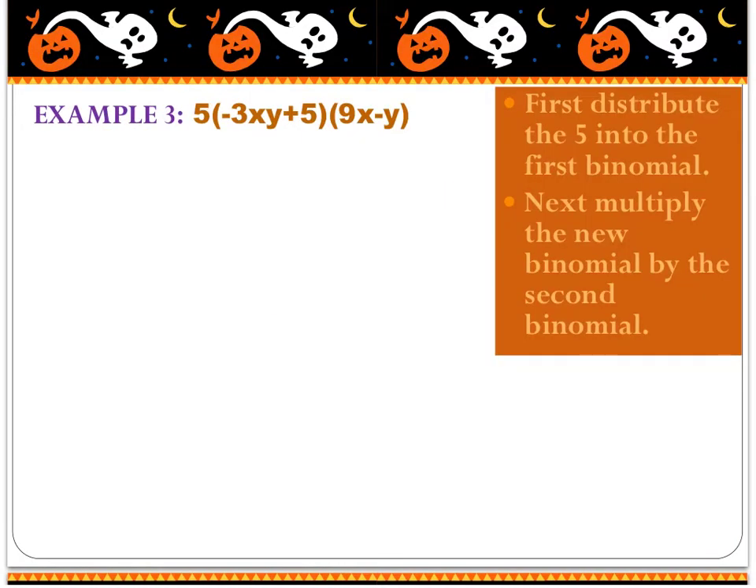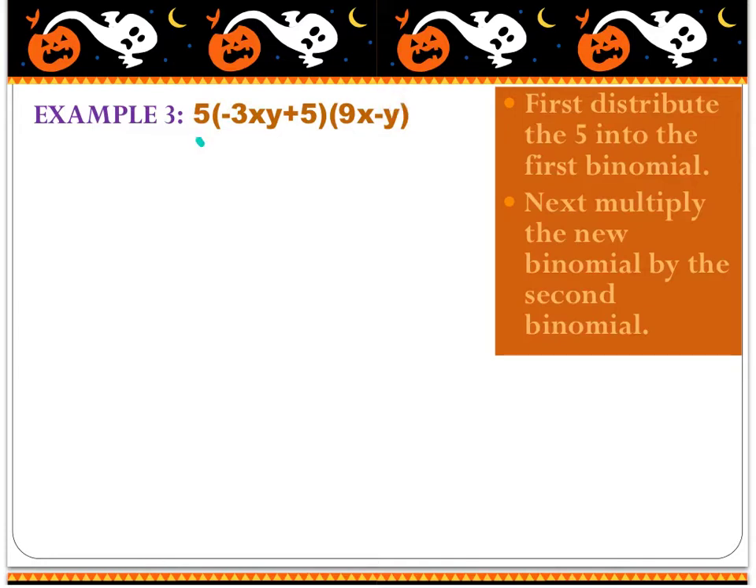Whoa, alright, so I got lots of stuff going on right now. I have just a number on the outside. I have a binomial and then another binomial. Now, this 5, you just do the stuff from left to right. Multiplication is commutative, so you could multiply in whatever order you want. But normally I would distribute the 5 to each term, and then take my result and multiply it by the second term.